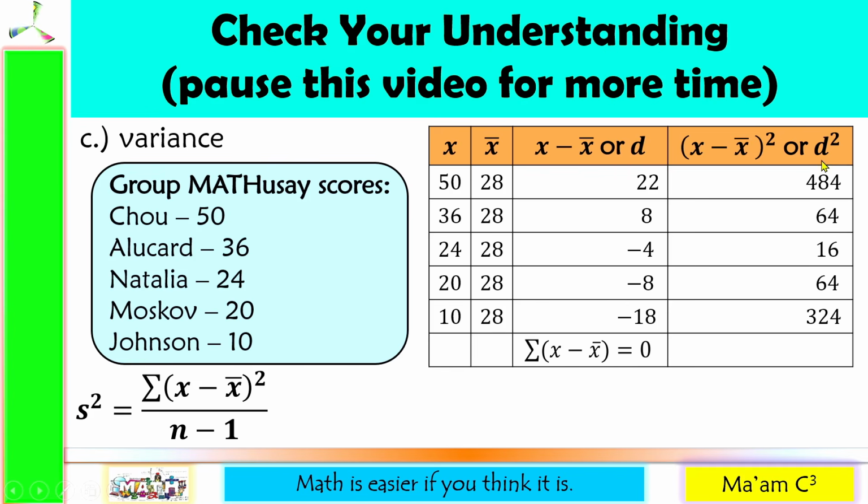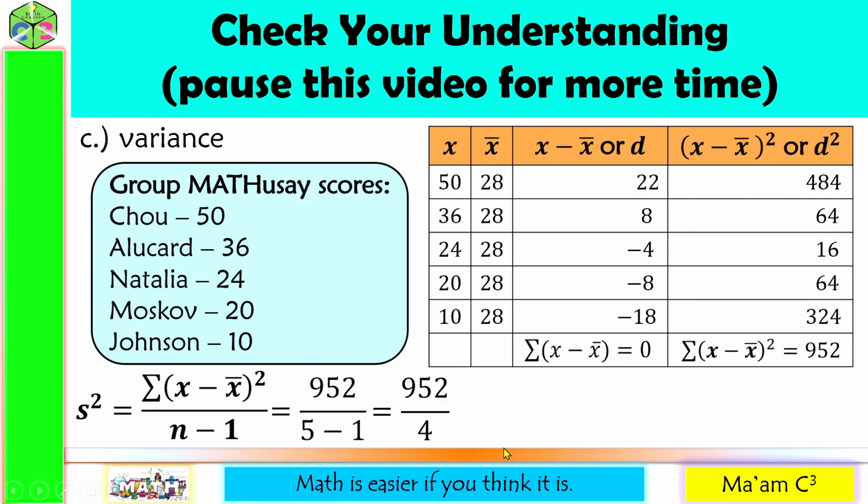Now let us get the sum of the square of the deviation. 484 plus 64 plus 16 plus 64 plus 324 is equal to 952. Let us substitute this value in our numerator, and our n is 5, so we have 5 minus 1 for our denominator. So 952 divided by 4, and this will give us 238.